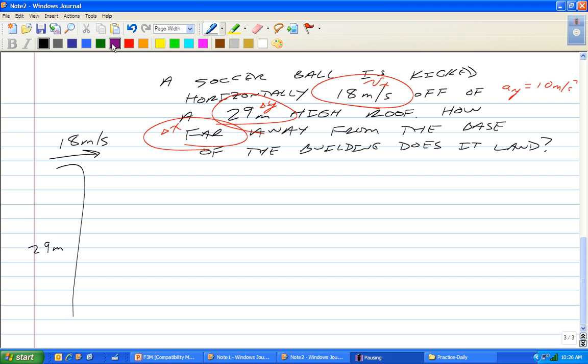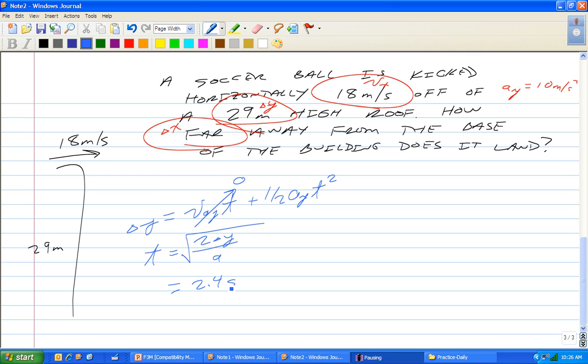Now I'm going to find the time from the vertical. I know that initial vertical velocity times time plus 1/2 vertical acceleration times time squared. And since horizontal launches have an initial velocity in the vertical direction of 0, that goes away. And then again, by algebra, I know that the square root of 2 times delta y over a is the time, which is 2.4 seconds, right? If we do 2 times 29 divided by 10, square root of that.